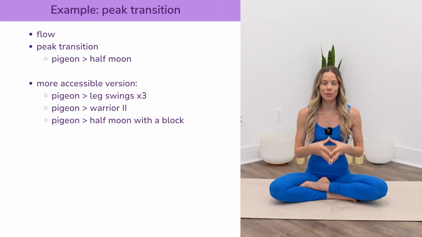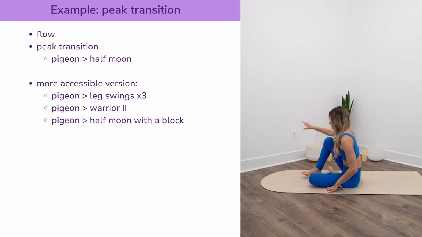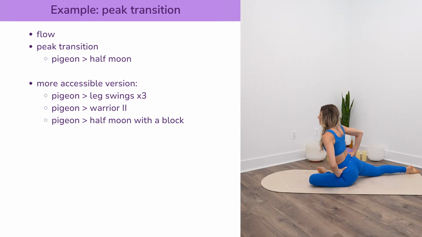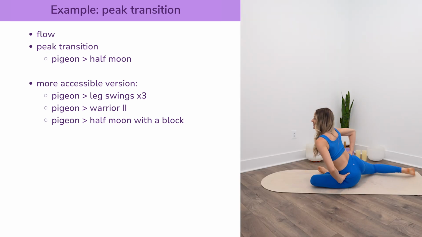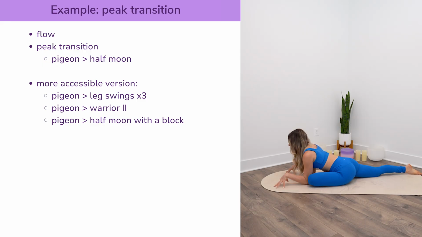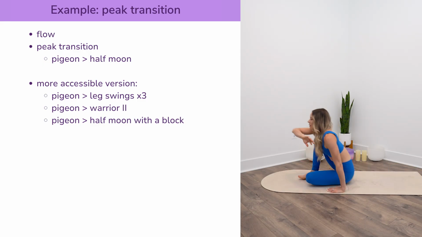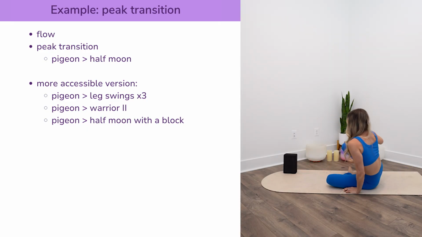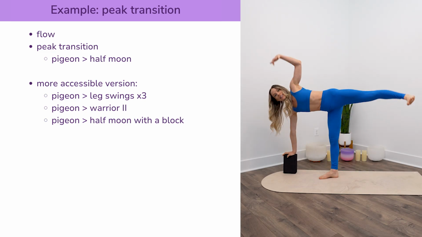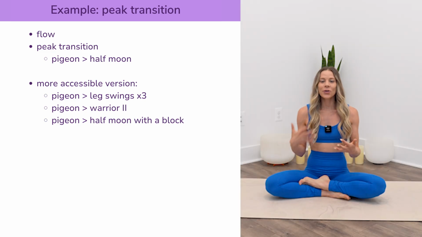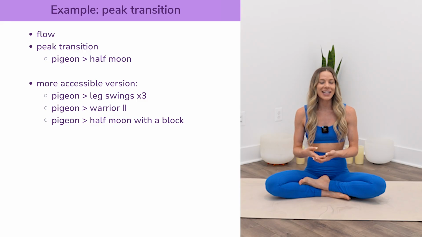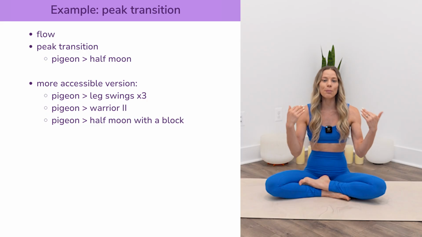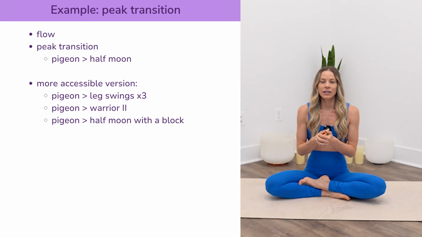Peak transition example. This will be for a flow class. The peak transition will be pigeon to half moon. And the more accessible variations are pigeon to leg swings, pigeon to warrior two, pigeon to half moon with a block. I would put those more accessible versions in my sequence before I taught that peak transition in my main yoga flow, in order to prepare my students for that peak transition.